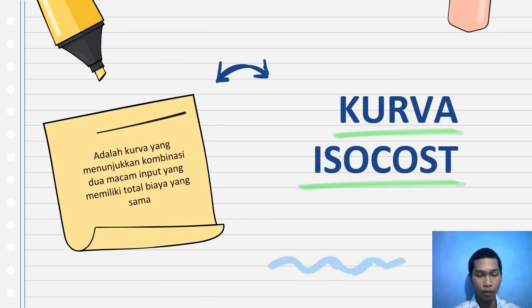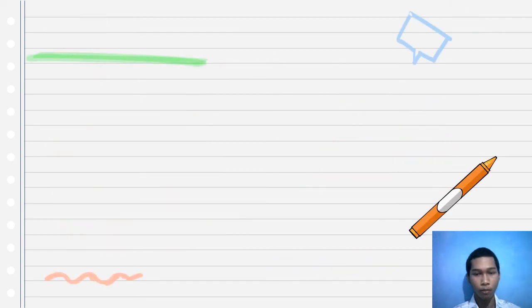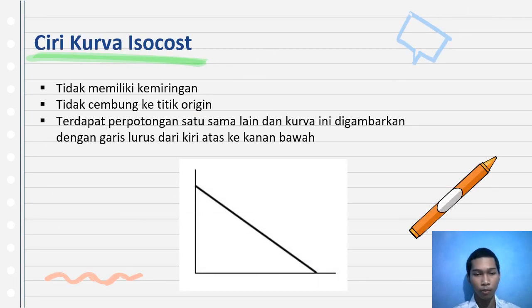Curve number 2. Isocost curve. Isocost curve is a curve that shows a combination of two kinds of inputs that have the same total cost. This curve has the following characteristics: it has a negative slope, is not convex to the origin, has no intersections with each other, and these curves are drawn with a straight line from the top left to the bottom right, as can be seen in the diagram below.